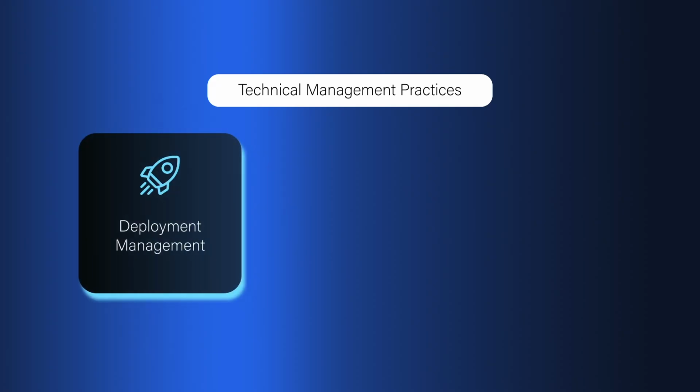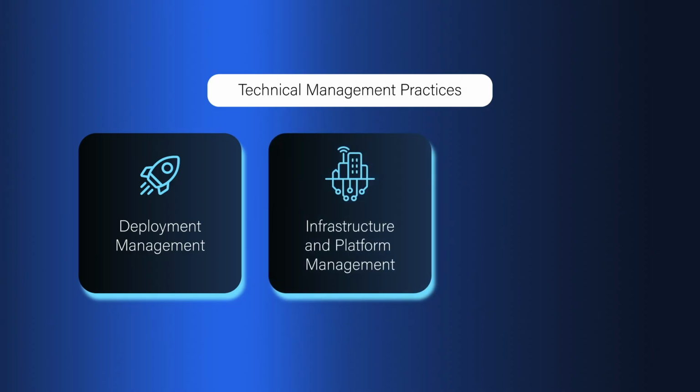First is deployment management. This ensures that new or modified services, applications, or infrastructure components are released and deployed in a very controlled, reliable, and consistent manner across our organization. Second, we have infrastructure and platform management. This is overseeing our physical and virtual technology infrastructure like our servers, our networks, and our cloud services. We do this to ensure that they're maintained, monitored, and meet our performance and availability requirements.